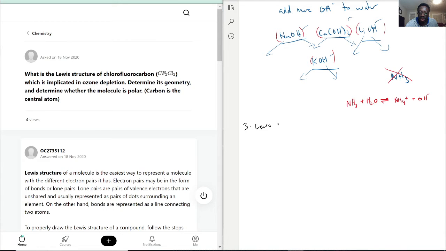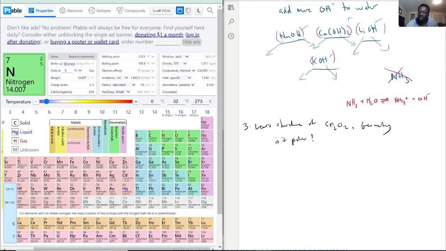What is the Lewis structure of CF2Cl2, which is implicated in ozone depletion? That's very sad. Determine its geometry and determine whether the molecule is polar. Okay, so let's start with the Lewis structure here.